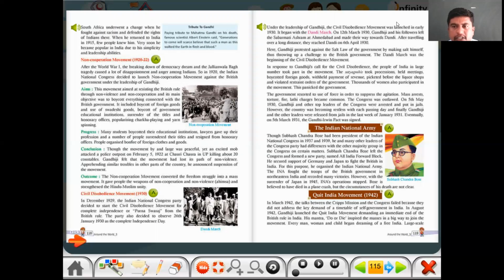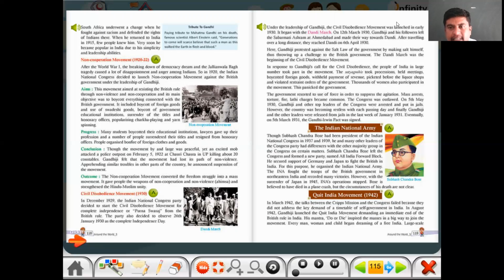See, as you all know, children, there was a disagreement between the violence group and the non-violence group. Means Mahatma Gandhi's group and Subhash Chandra Bose's group. Now let us see what happened. Dear students, Subhash Chandra Bose left the Indian National Congress and formed a new party.